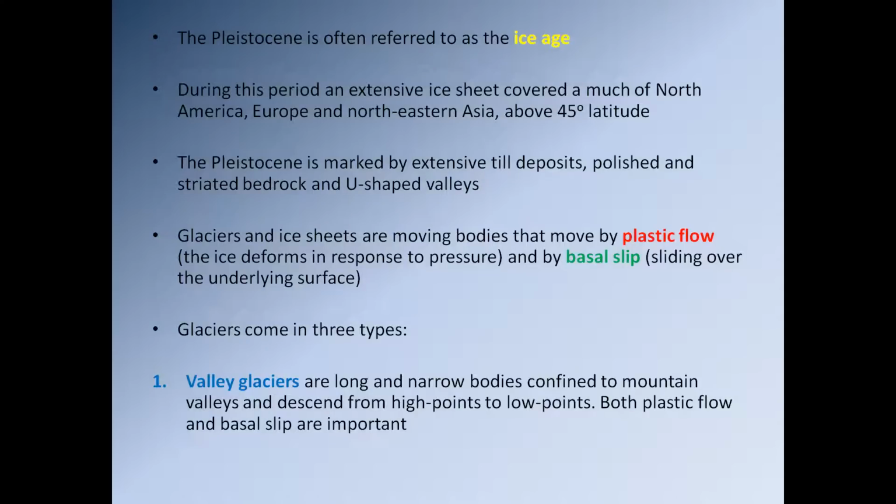So the Pleistocene is often referred to as the Ice Age, and during this period we have extensive ice sheet coverage, mostly focused in the northern hemisphere, mostly focused in North America, Europe and northeastern Asia, down to about a latitude of 45 degrees. So the Pleistocene is marked by extensive till deposits. That's to be expected because we have large-scale glaciation, which means obviously large amounts of glacial sediments being produced. We also see lots of polished and striated bedrock.